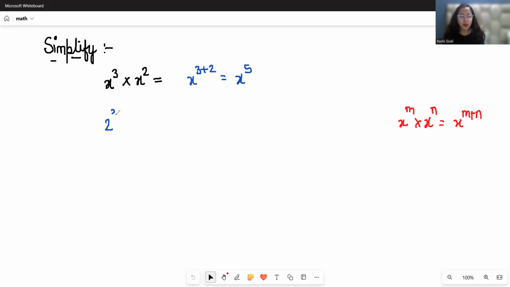Suppose we have 2 power 3 times 2 power 2. So we will simplify, write the base once and add the powers. So it's 2 power 5, which is equal to 32.